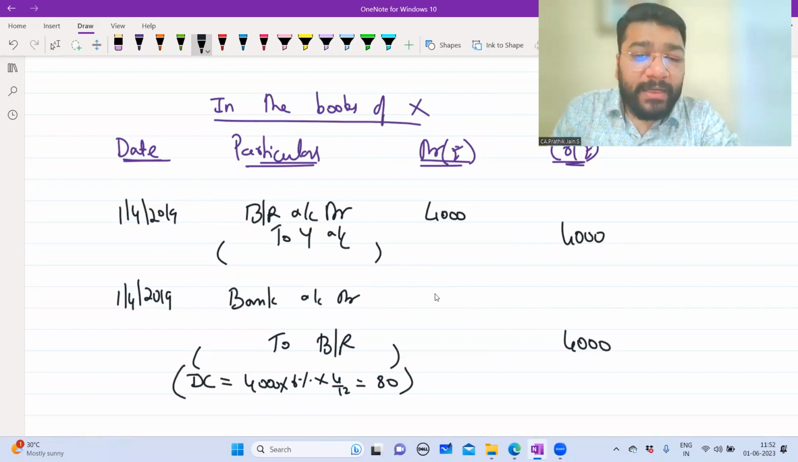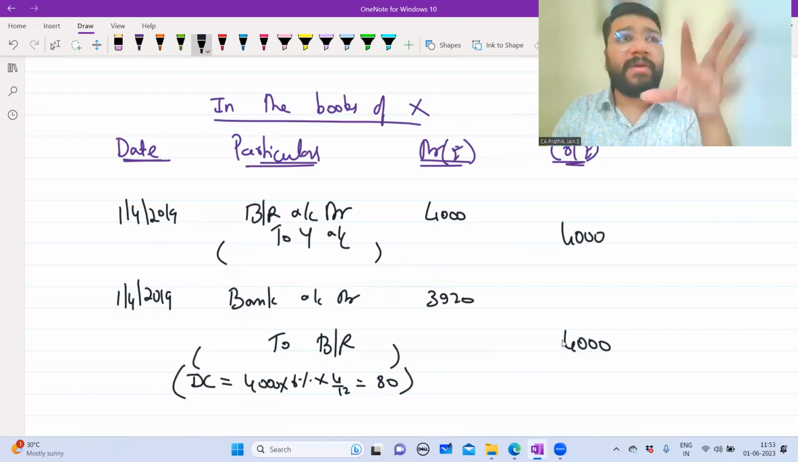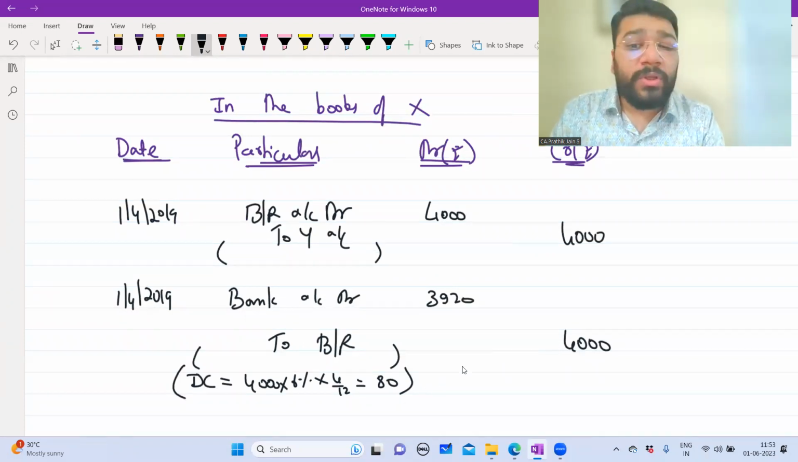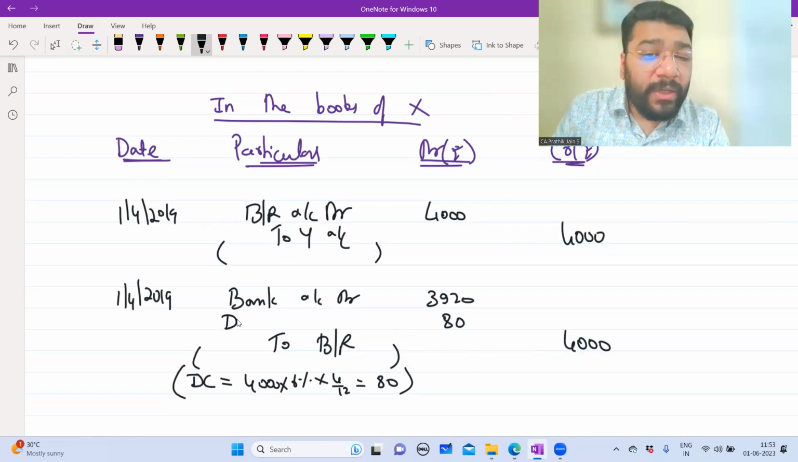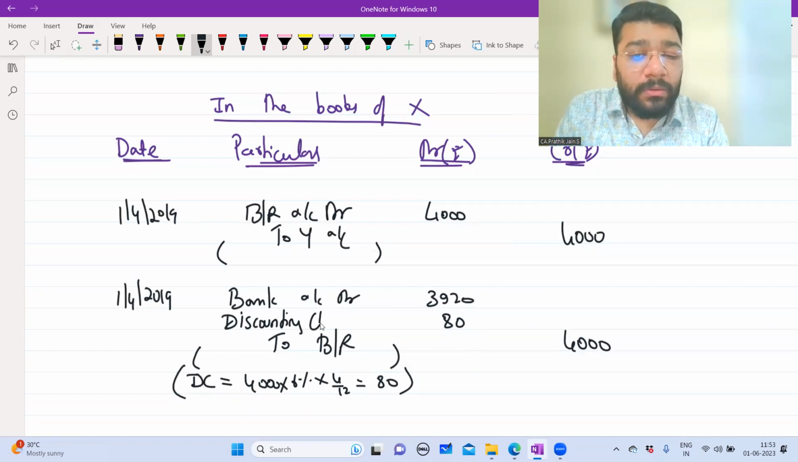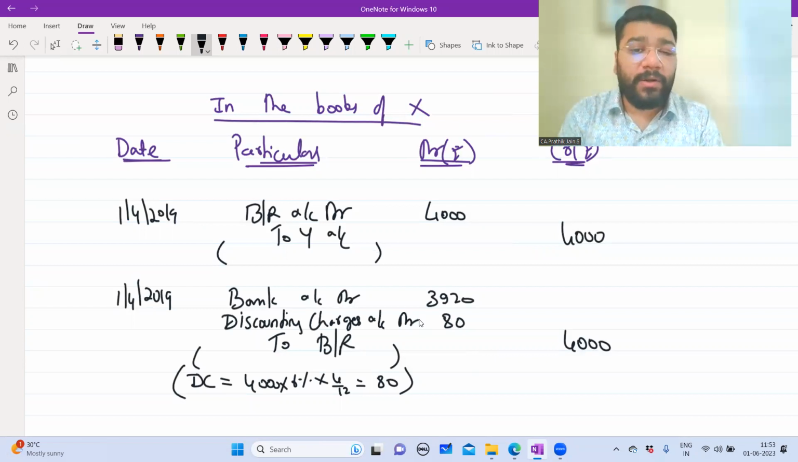So bank account debit is 3920. Out of 4,000, you gave 4,000 worth of asset. In return, you got only 3920. So what is the shortfall? 80 rupees. It's a charge for you, a discounting charge. Discounting charges account debit to bills receivable.